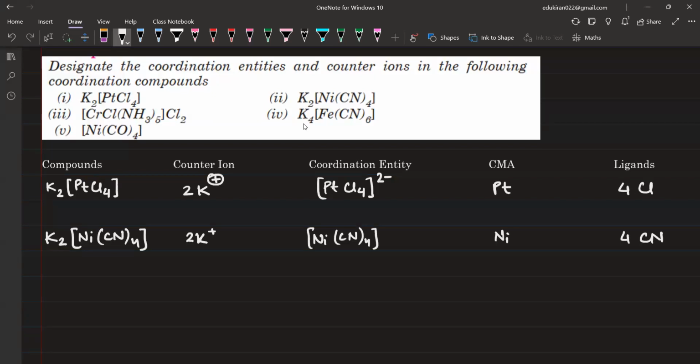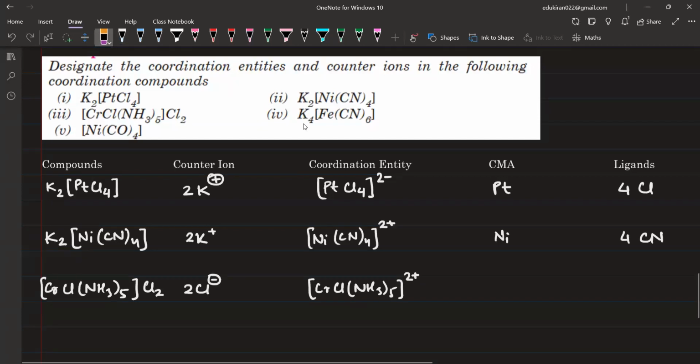Next is [Cr(Cl)(NH3)5]Cl2, that is, NH3 whole 5, and 2 chloride ions. So the counter ion will be 2 chloride ions, 2 Cl negative. Here the charge will be 2 positive, right? Forgot about the charge. And the coordination entity will be Cr, Cl, NH3 whole 5, and this will have 2 positive charge now.